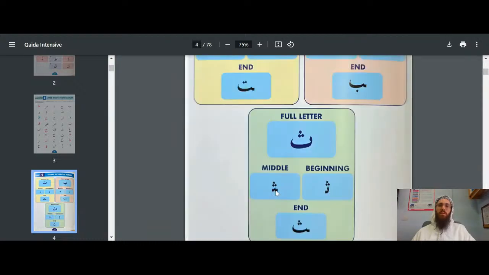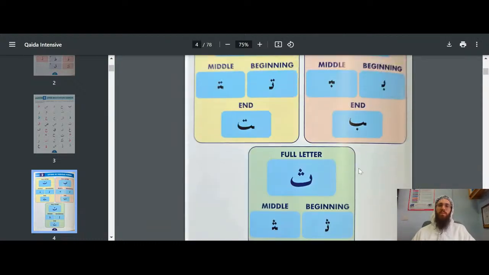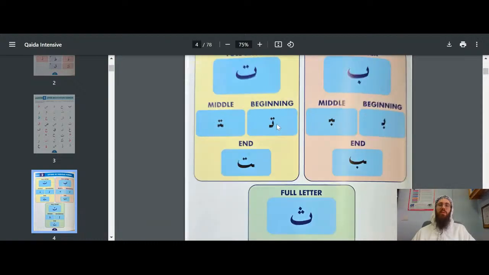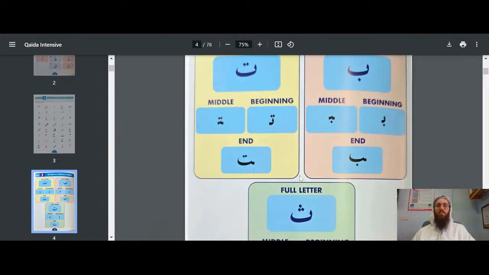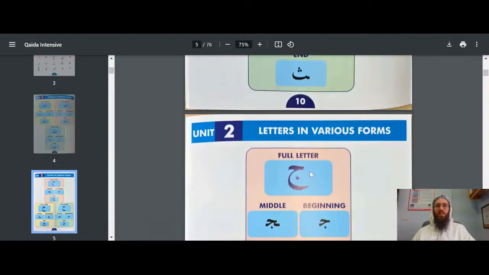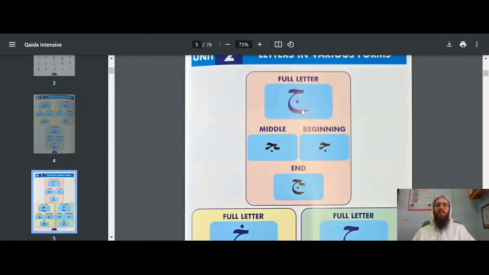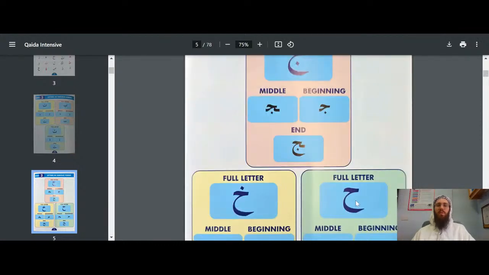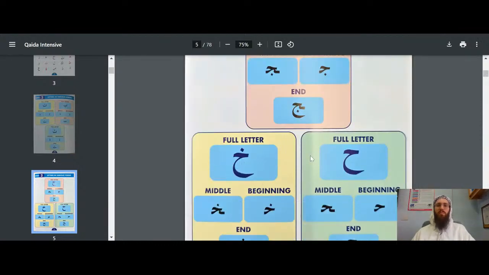Tha, ba. They're all the same. The only difference is the dots: 1 dot below, 2 dots above, 3 dots above. So again, you practice and you memorize this. If you know the letter, you already know it. The jim, ha, kha is the same way. The symbol is the exact same. So you only need to remember one symbol, but the dot is what changes. So the dot below, no dot, or the dot above.